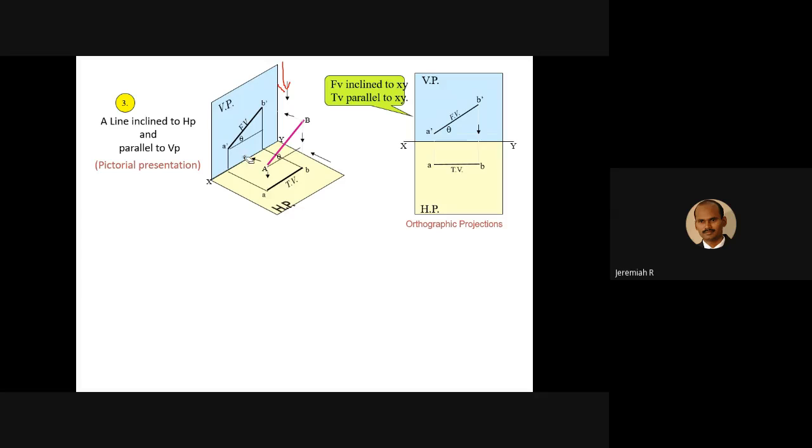So in front of VP is 30 mm, which means from the XY line we have to consider 30 mm. You have to consider 30 mm. Okay, this is case number 3.